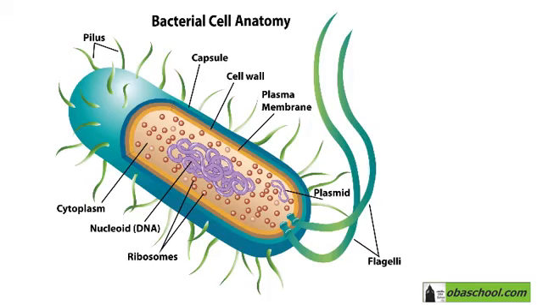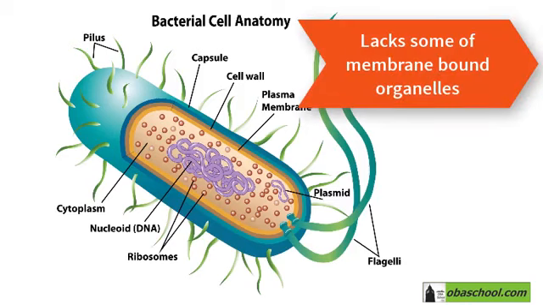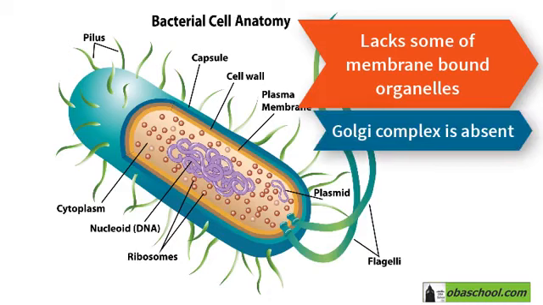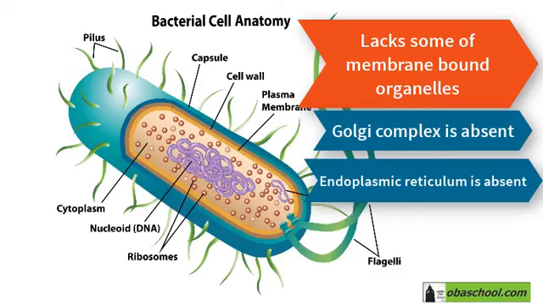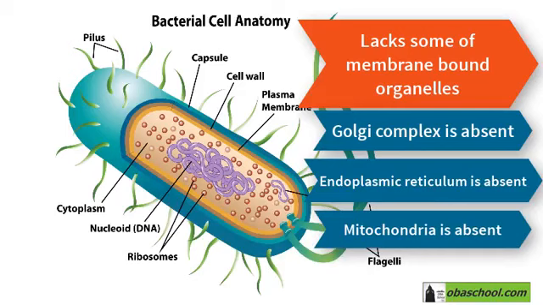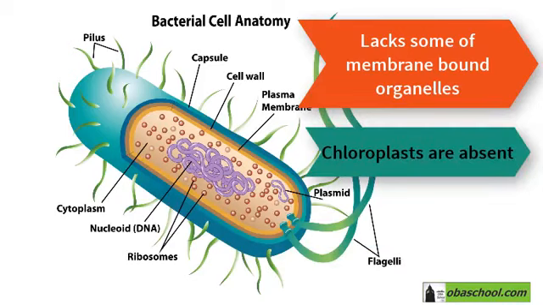Also, notice how the prokaryotic cell lacks some of the membrane-bound organelles which are found in the eukaryotic cells. Notice how the Golgi complex is absent, the endoplasmic reticulum is also absent, the mitochondria organelle is also absent, and in the case of plants, the chloroplasts are also absent from the prokaryotic cell.